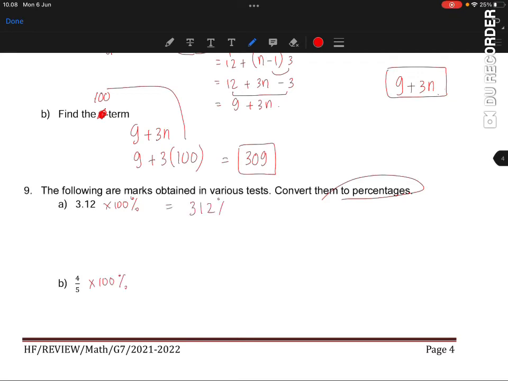And for this one, it's going to be cross divided by 5, it's 20. 5 divided by 5, it's 1. So you will have 4 multiplied by 20, it's 80%. Finish for number 9. Move on to number 10.